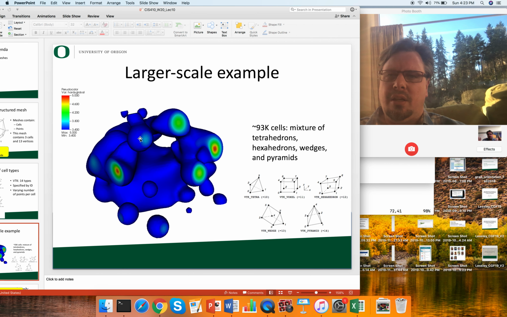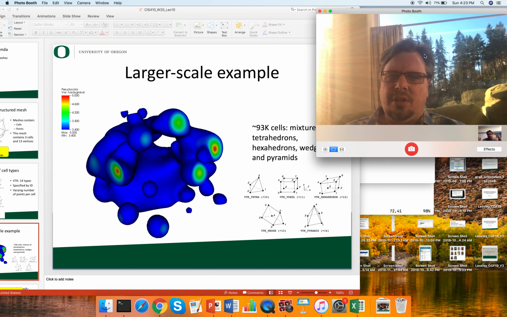Here's just an example of an unstructured mesh. This has 93,000 cells, a mixture of tetrahedrons, hexahedrons, wedges, and prisms. These are the cell types we were just talking about. And you can see you can put data where there is data, and if you want regions where the simulation doesn't take place, that's no problem.